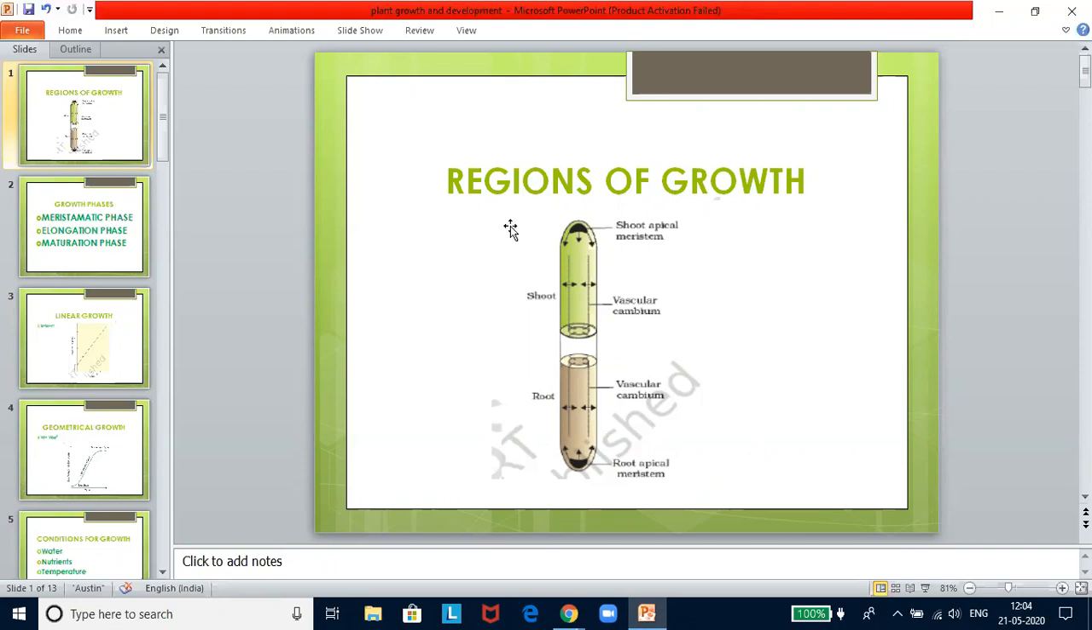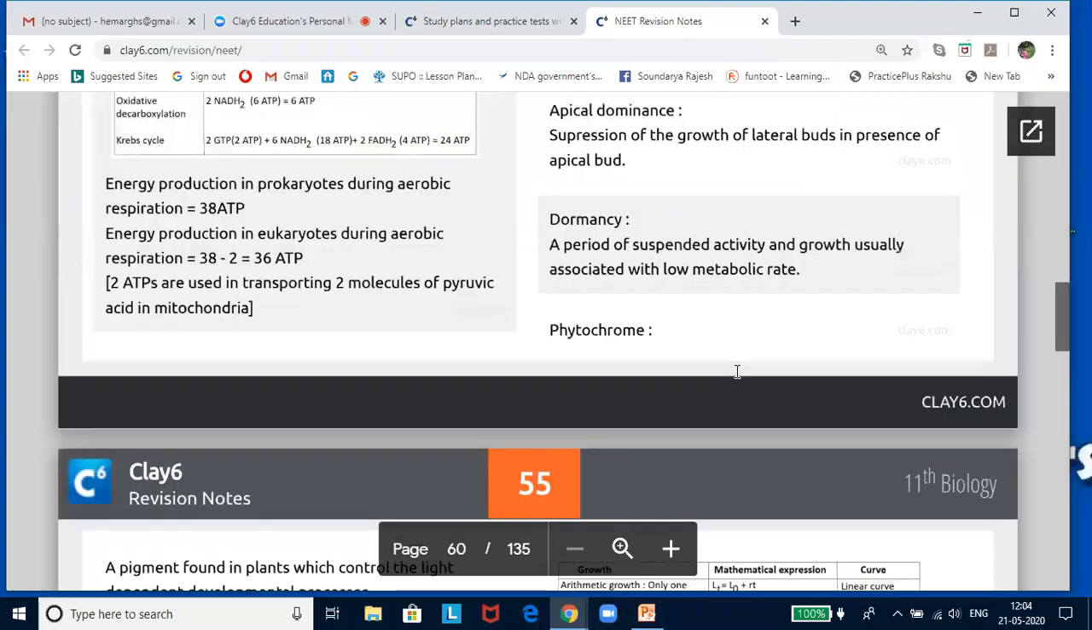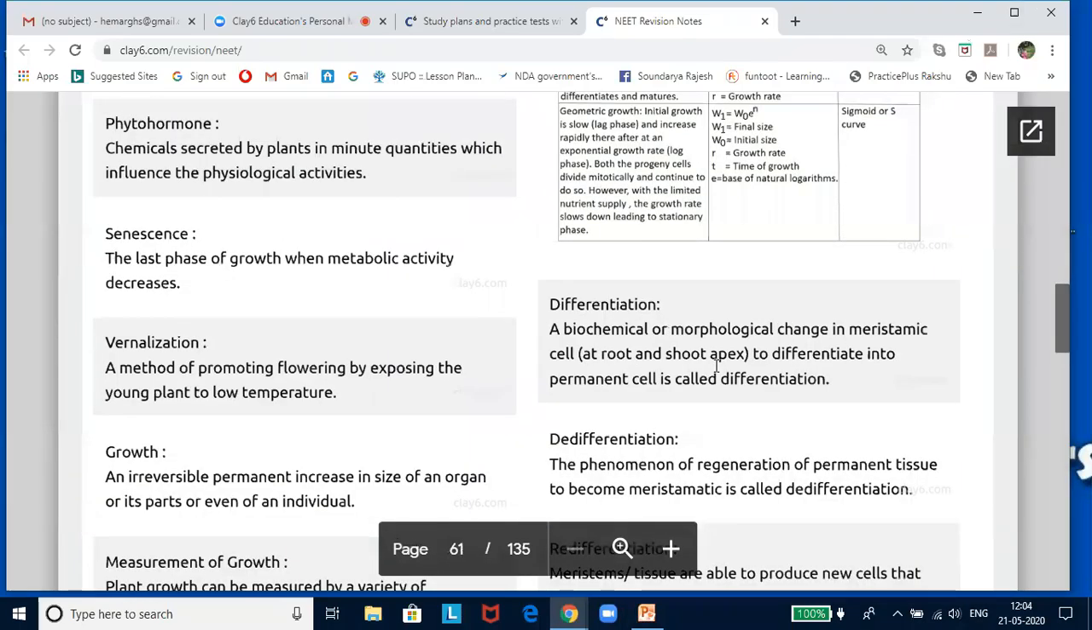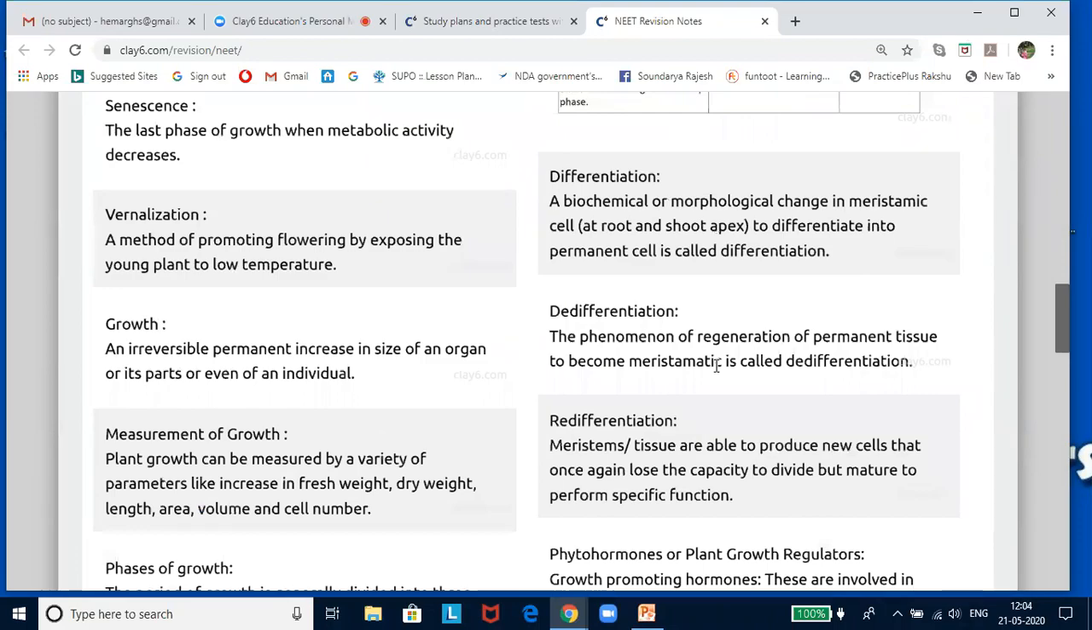Now let us look at the measurement of growth. Now this diagram is very important, make a note. And now if you look at how growth is measured, growth can be measured by a variety of parameters like increase in fresh weight, dry weight, length, area, volume, and cell number.